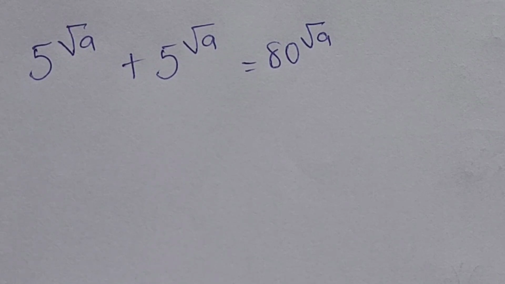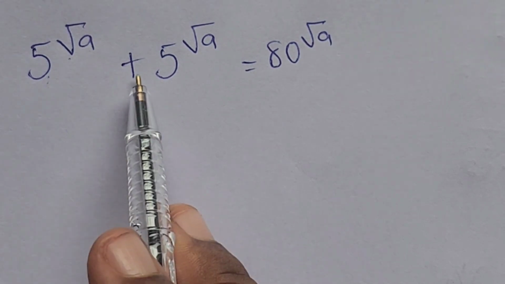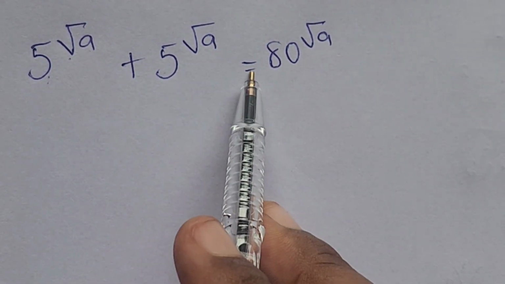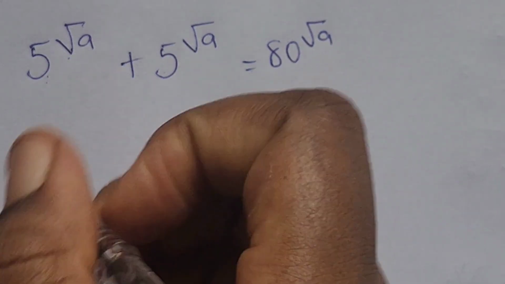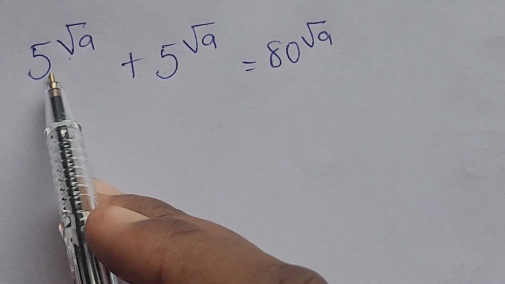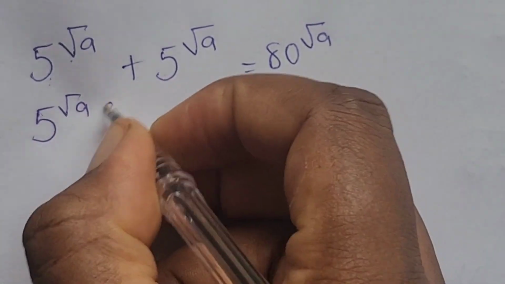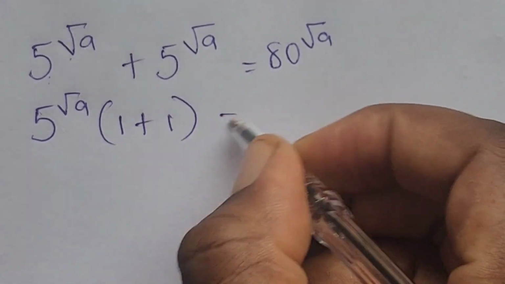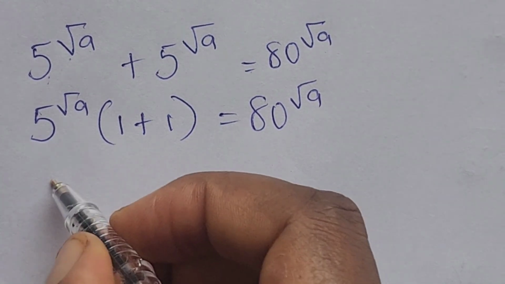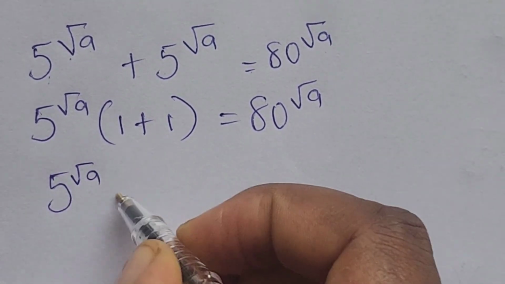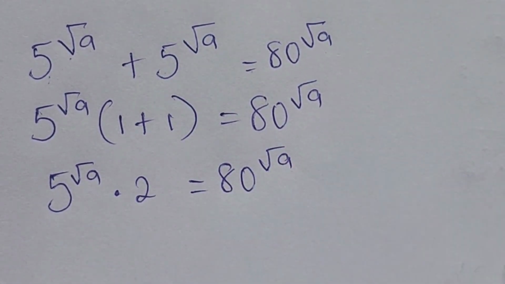So today we want to resolve this problem. We have 5 to the power of root a plus 5 to the power of root a to be equal to 80 to the power of root a. So to resolve this, let's factor out this 5 to the power of root a to have 5 to the power of root a times (1 plus 1), which is equal to 80 to the power of root a. So from here we have 5 to the power of root a times 2 to be equal to 80 to the power of root a.